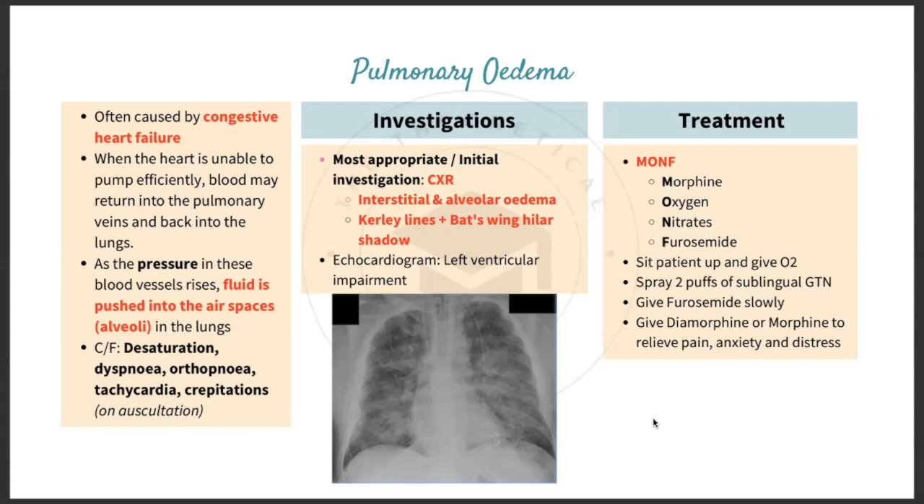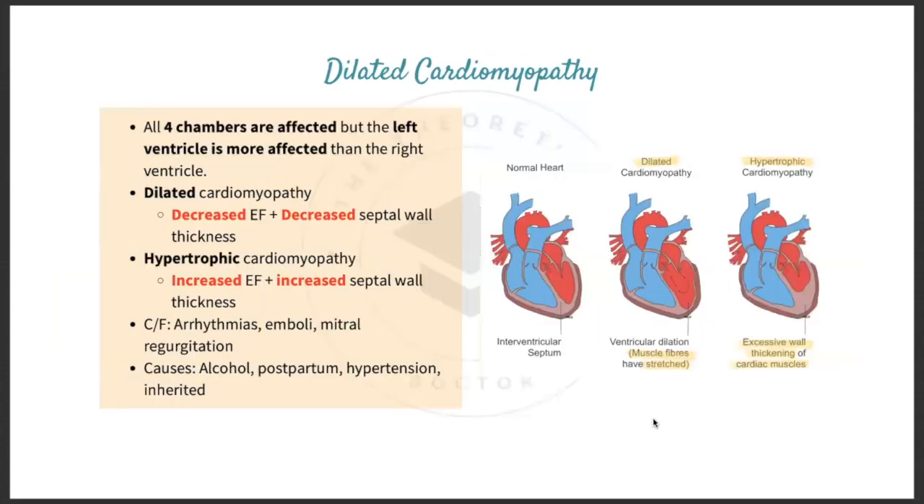So the treatment for this, the mnemonic would be M, O, N, F. M for morphine, O for oxygen, N for nitrates, F for furosemide diuretics. So what you would do is sit the patient up, give oxygen first, then spray 2 puffs of sublingual glyceryl trinitrate, and give furosemide slowly, followed by diamorphine or morphine to relieve the pain, anxiety, and distress. Let's move on to dilated cardiomyopathy.